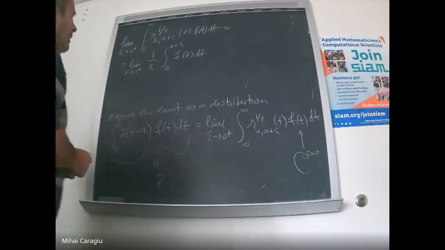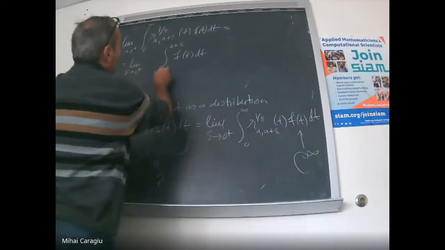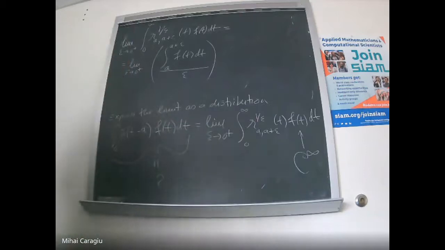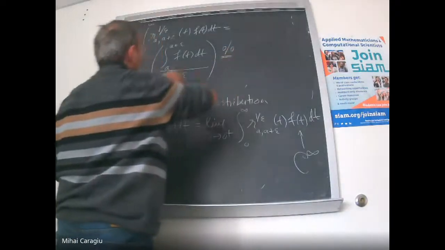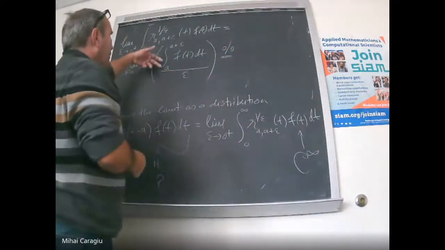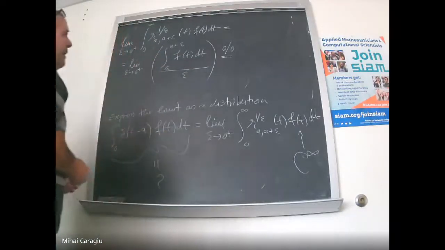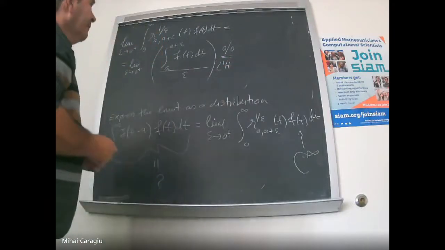So maybe if we put it in this form, integral over epsilon, does it sound familiar? We have a limit of the form 0 over 0. So when epsilon approaches 0, we get integral from a to a of f of t dt. That's a 0 over 0. So in these cases, we apply L'Hopital, right?